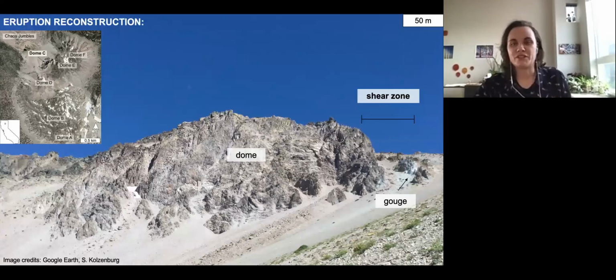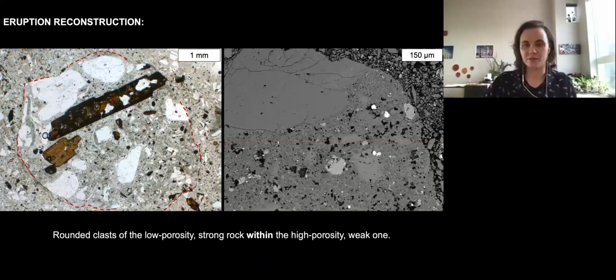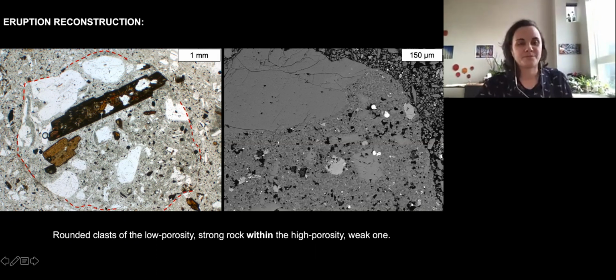If we return to Chaos Crags and look at some of the shear zone materials, here are some of the microstructures that I observed. These are two images. On the left is an optical microscopy image, and on the right is a backscatter image of rounded clasts of a low porosity, strong rock fragment within a high porosity, weaker one.